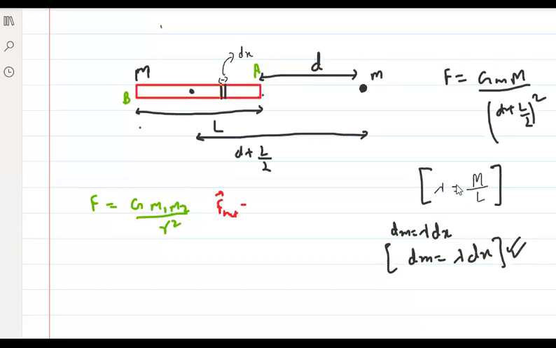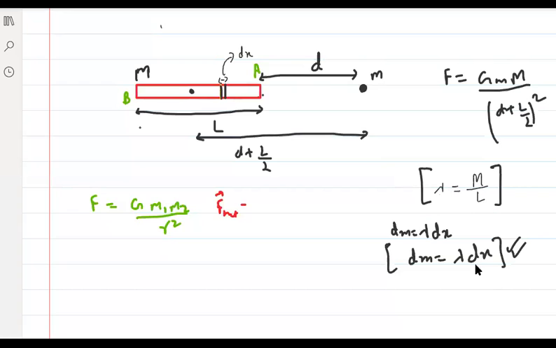It's like suppose you get 100 chocolates in 1,000 rupees. What's the cost of one chocolate? Simple, 1,000 by 100, 10 rupees. So in the same way, mass of total length L is M. So what is mass per unit length? It is M by L. So this is mass per unit length.